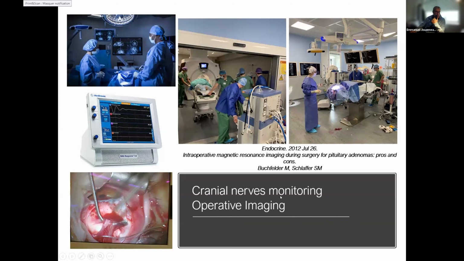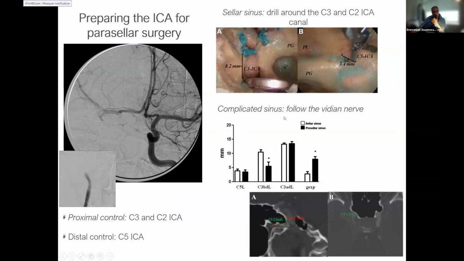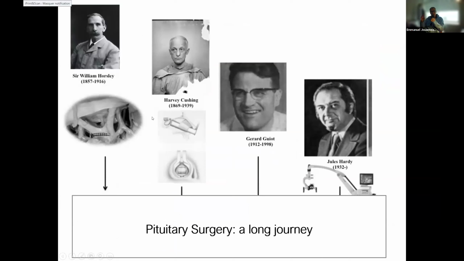For sure, if you start to deal with this kind of surgery, you need cranial nerve monitoring, and you also need to check the functionality of the Willis polygon in case you have a vascular injury. So now we will focus on pituitary surgery because it's a controversial topic, cavernous sinus surgery for PitNET.